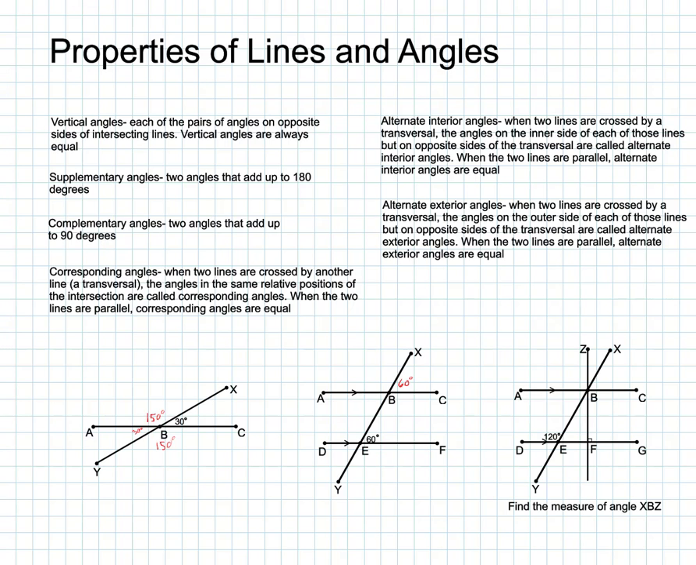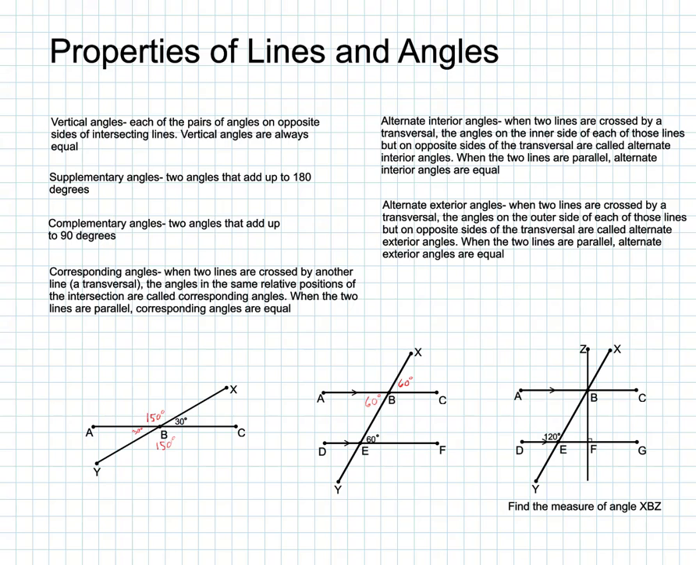When two lines are crossed by a transversal, the angles on the inner side of each of those lines, but on opposite sides of the transversal, are called alternate interior angles. When the two lines are parallel, alternate interior angles are equal. So again, looking at the middle figure, angle BEF and angle ABE are alternate interior angles. Because we know the measure of BEF, we also know the measure of ABE, which is 60 degrees. Likewise, we could have figured out that ABE was 60 degrees because it is a vertical angle with XBC.